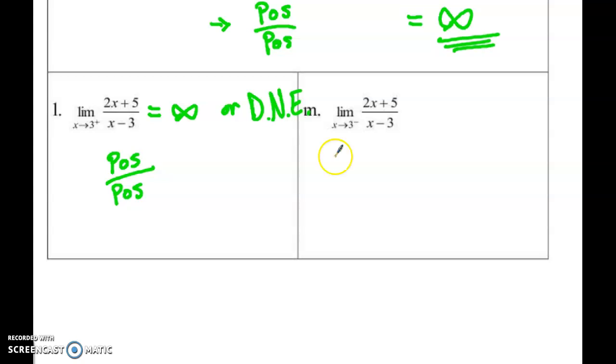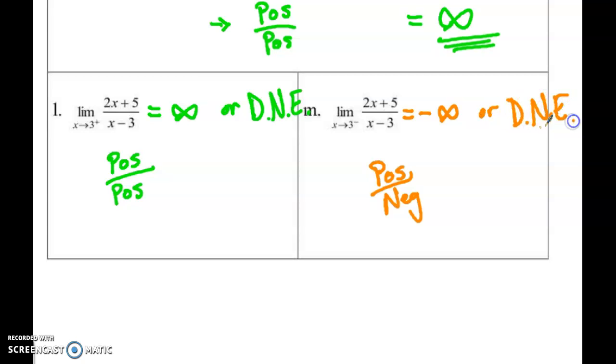And then this last one, just change colors. A little bit smaller than 3, so like 2.9. Well, 2 times 2.9 plus 5 is still positive. But 2.9 minus 3 is a negative. So this is definitely the behavior of negative infinity or does not exist. So be ready to give both those answers if it shows up on a test, especially a multiple choice. I could give one or the other, and I expect the best answer possible.